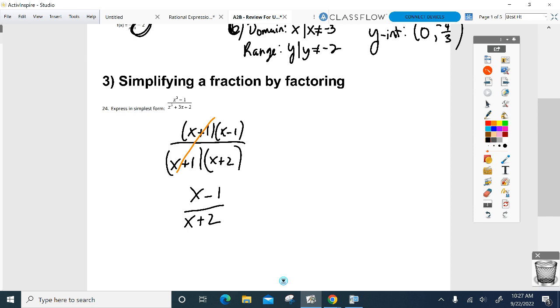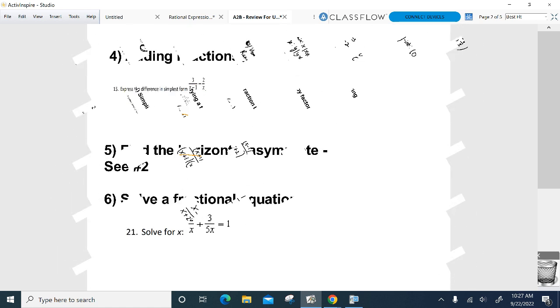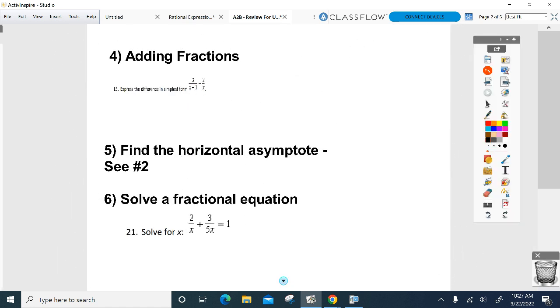Anything you want to ask? All right, we got more topics. So there's question 2. Question 3 tomorrow. Adding fractions. So go to number 15. Go to 15. He said there was adding, but why is he giving us subtraction? It works the same way.